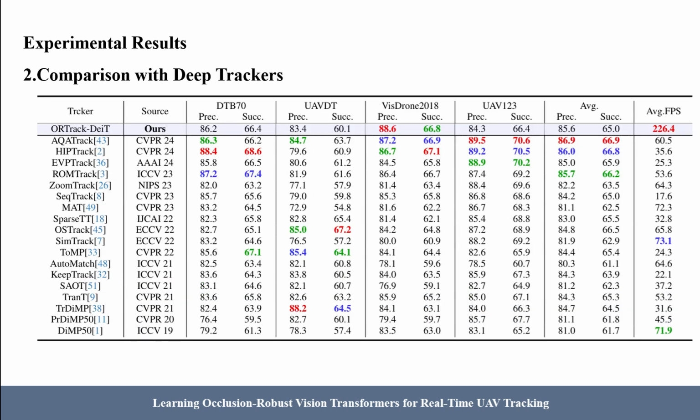Compared to SOTA deep trackers, our OR-Track-DeiT excels by achieving the fastest speed while maintaining high performance. On average, although trackers like AQA-Track, HiP-Track, and our OM-Track achieve precision comparable to our OR-Track-DeiT, their GPU speeds are much slower. Specifically, our method is 3.8, 6.5, and 4.3 times faster than AQA-Track, HiP-Track, and our OM-Track, respectively. These results indicate that our method delivers both high precision and speed, validating its suitability for real-time UAV tracking that prioritizes efficiency as well as accuracy.